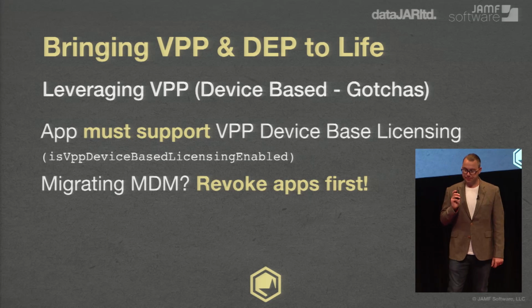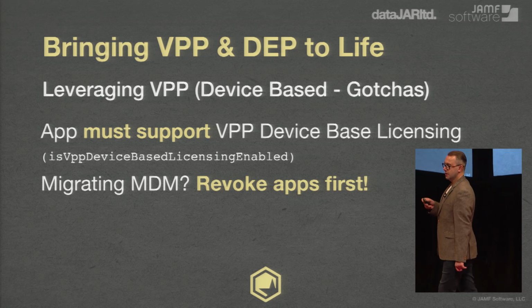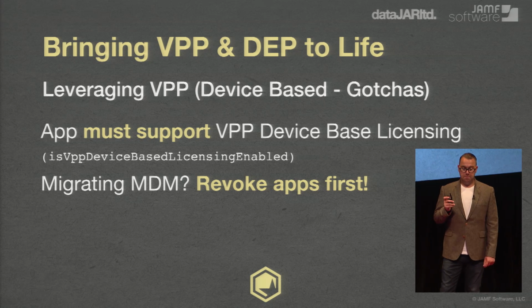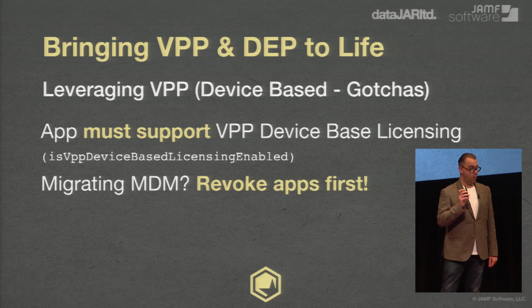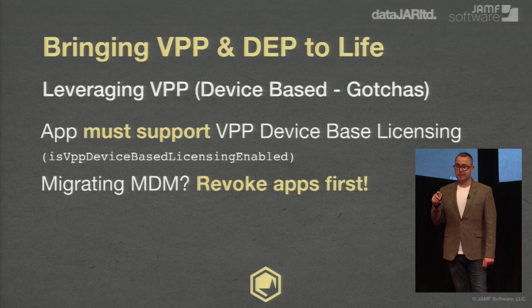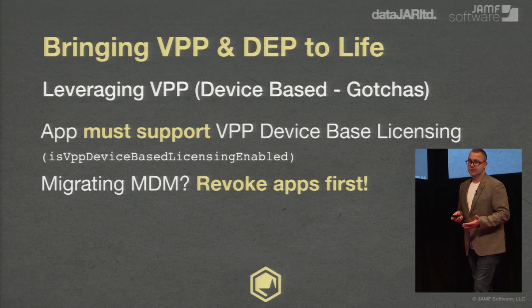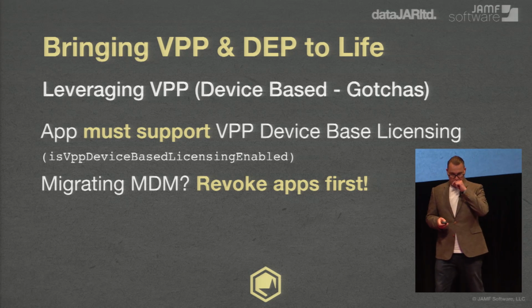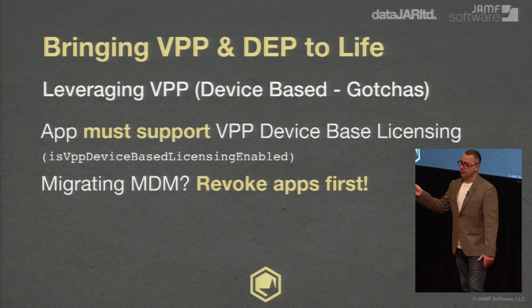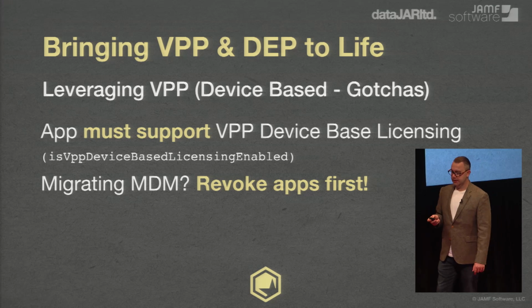There's a few gotchas here. First off, the app that you're assigning to a device must support device-based licensing, and that's the key there. And in 9.8.1, the JSS will actually report if your VPP token is already in use elsewhere. So if you're migrating an MDM server, say you're coming from Watch to Casper Suite, you need to revoke all of your apps first before you put the token into the JSS. Otherwise, you're going to be in a horrible place.